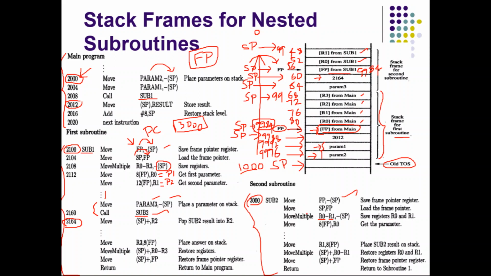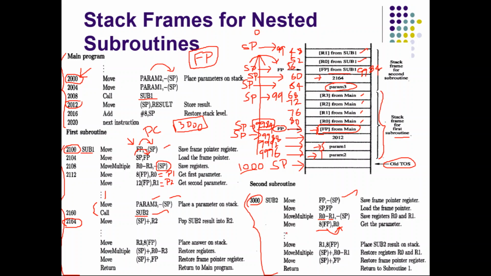So what we are doing is move 8 of FP comma R0, which is index addressing mode. Here FP is 9956 plus 8. 9956 plus 8 is 9964. That will give the parameter 3, and that will be moved to R0. But here FP is not incremented or decremented. We are just adding something to FP, but FP is still pointing to 9956 only.